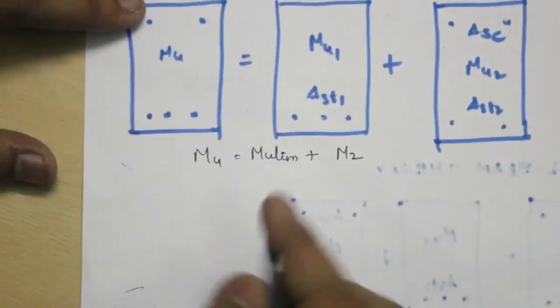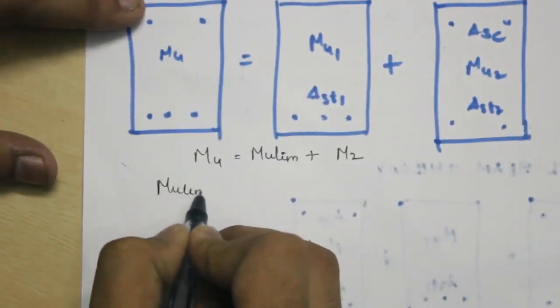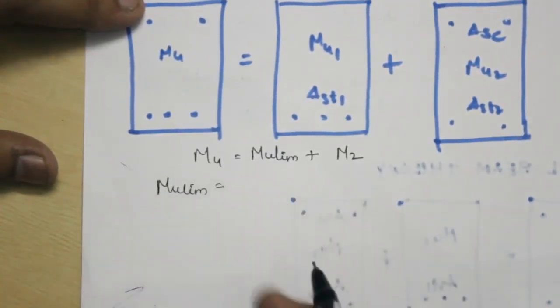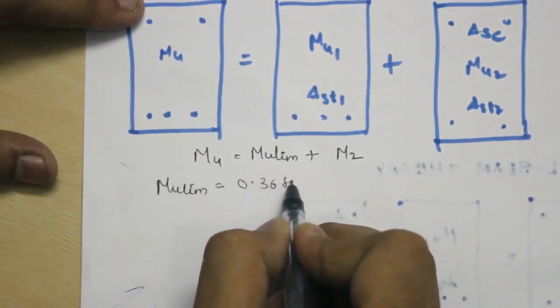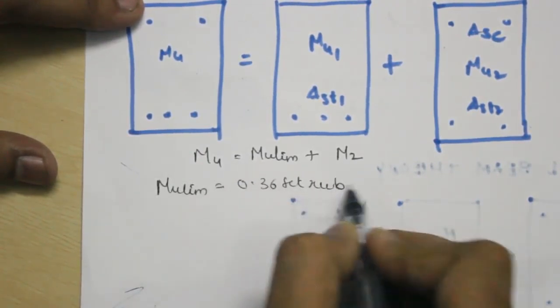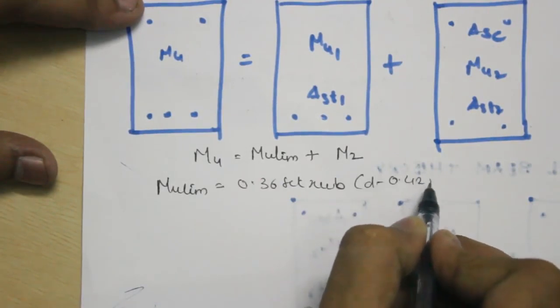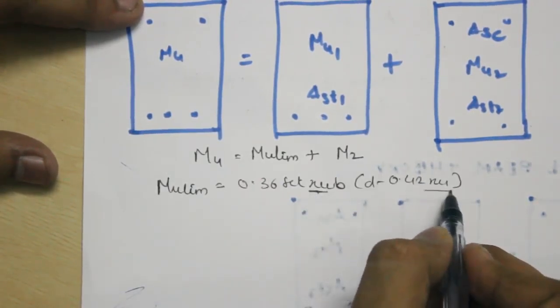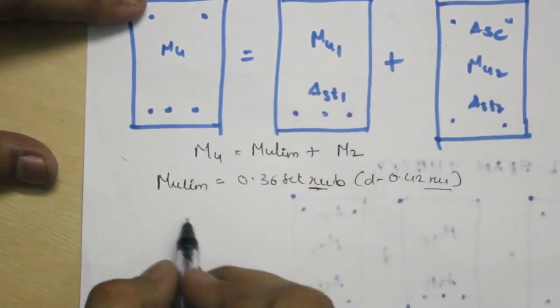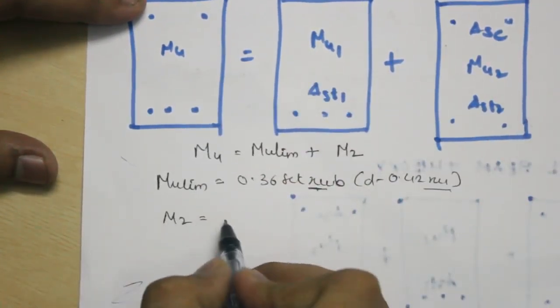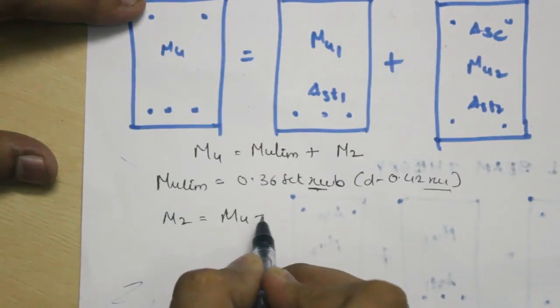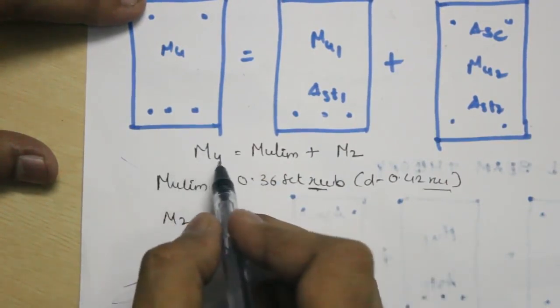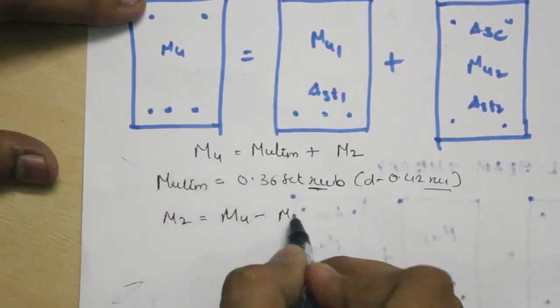The first formula would be, which is for the singly reinforced beam, where XU is XU max. Again here XU is XU max. For M2, you can get M2 by deducting Mu limited from Mu.